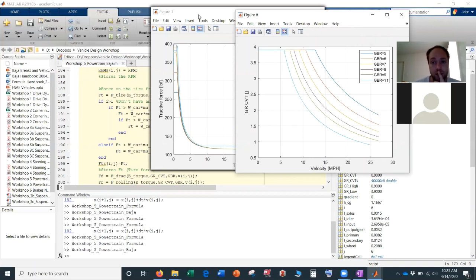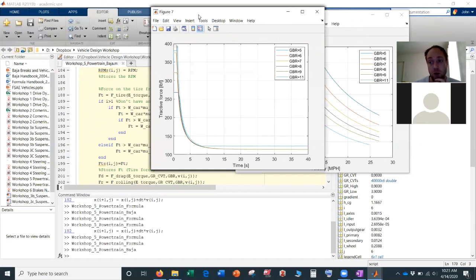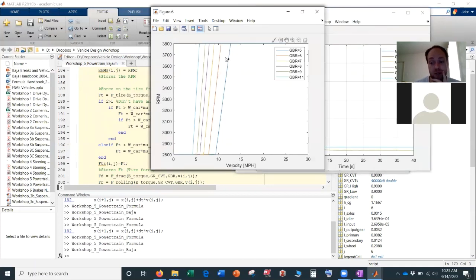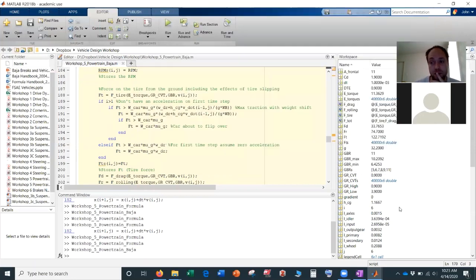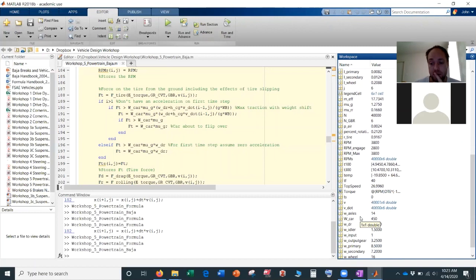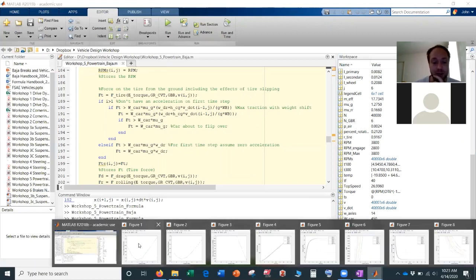Which is a little bit odd, but I think it has to do with the moment of inertia stuff. So the moment of inertia is very, very significant. And you can see the percent rotational. Right, the rotational inertia could be up to 20% basically, right? So it can be a significant weight of the car as the rotational part, right?